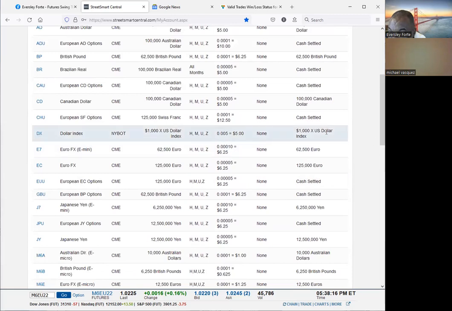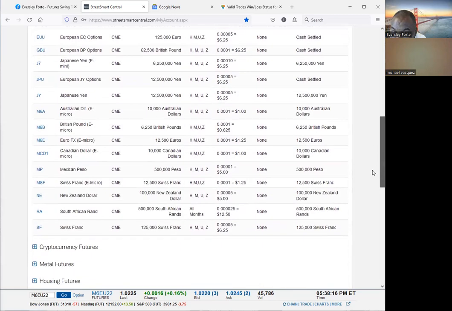Well, they go half a tick here. So let's go take a look at the micro. 1 tick is 0.0001. So if we see the price increase by 1 tick, from 0.0001 to 0.0002, it means it went up in value by $1.25. So each tick increment is worth $1.25 on the micro euro.